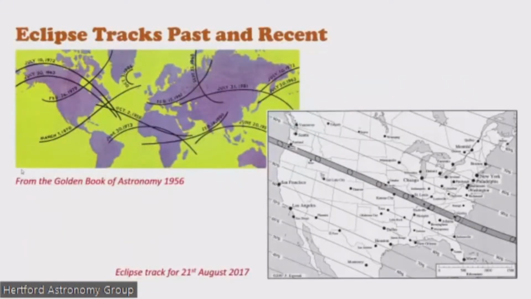So, eclipse tracks, which I've got here. Now, this one is taken from the book that I showed a picture from earlier. And here you can see a typical eclipse strip. Now, these were taken in 1956. So it doesn't actually show the one from Cornwall because that was too far into the future, believe it or not. So it does have some interesting ones, though.